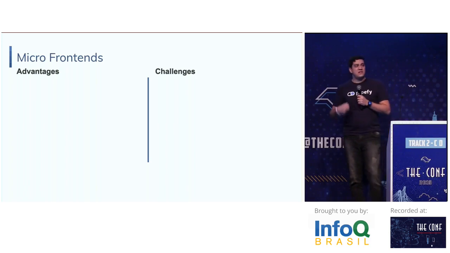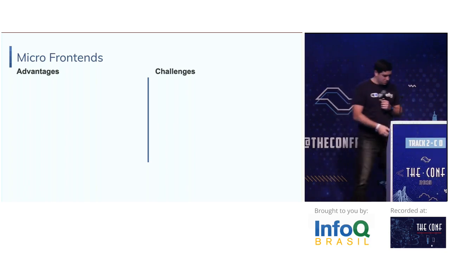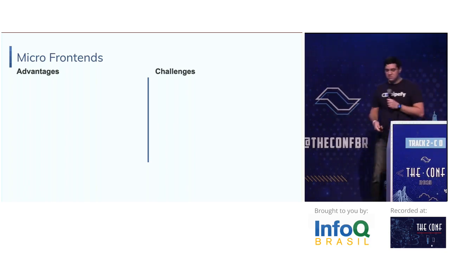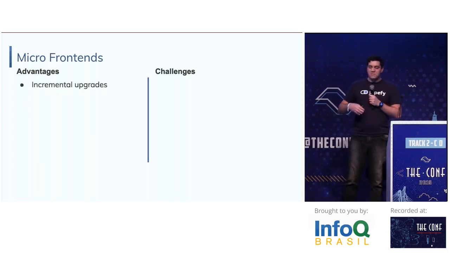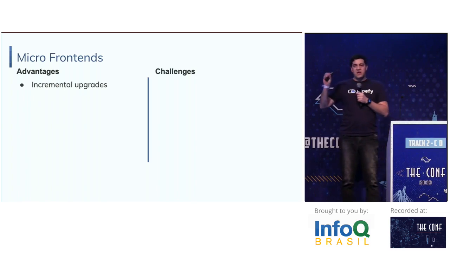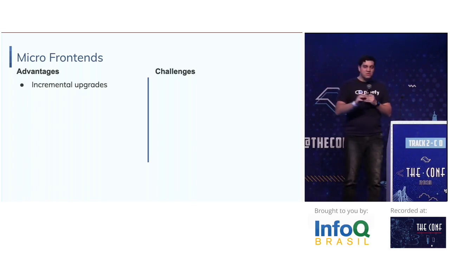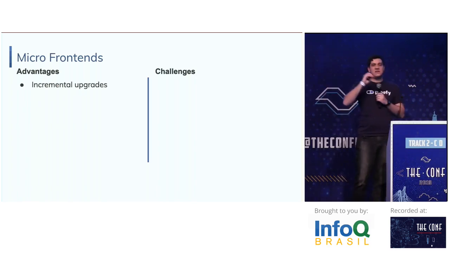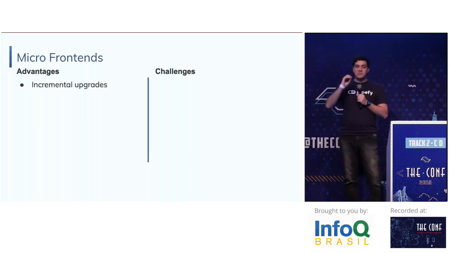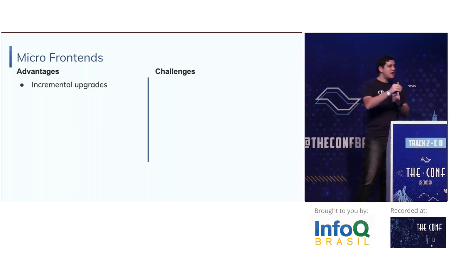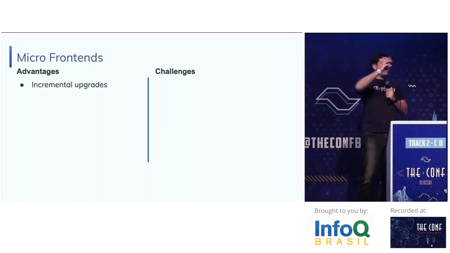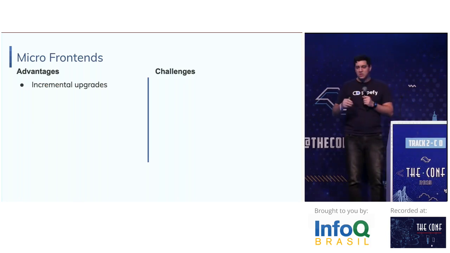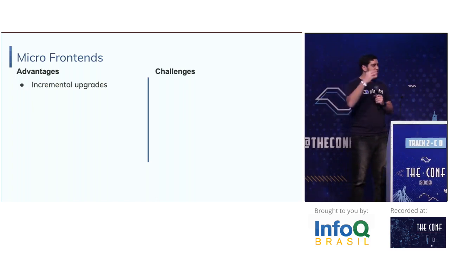The first advantage that we can see in micro-frontends is that we can do incremental upgrades. We can deliver upgrades or updates in small parts of our code and test them to see if they are good. Make some small changes, make experiments. Maybe you want to change the header of your application, or maybe do an A/B test, and you can do that incrementally.